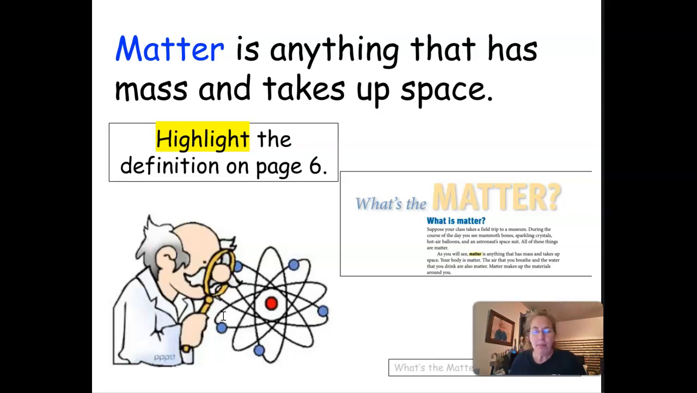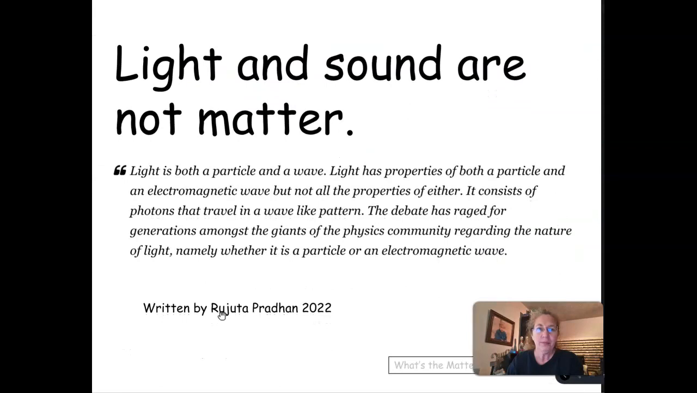If I were to pick up your textbook, these are the pages where I would be looking to see if you did this in the lesson. Light and sound are not matter. This is a quote by Mr. Prodham that says, light is both a particle and a wave. Light has properties of both a particle and an electromagnetic wave, but not all the properties of either.